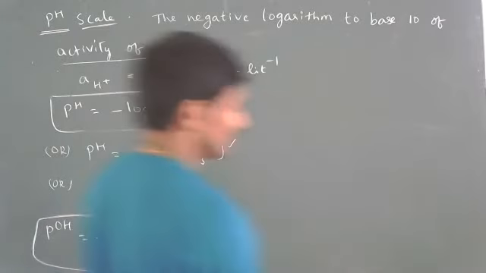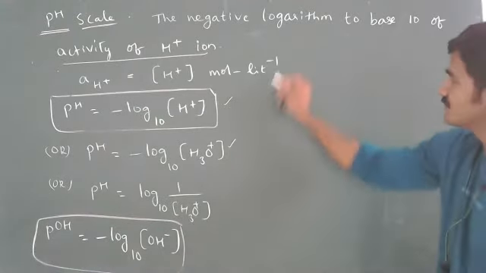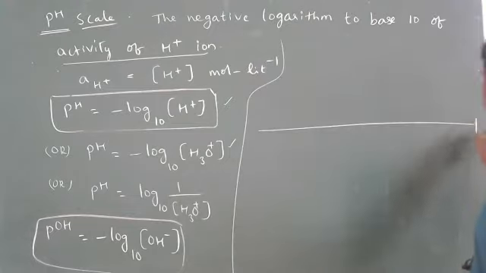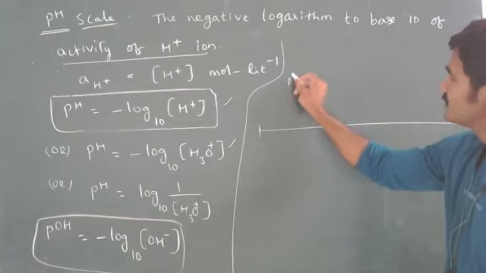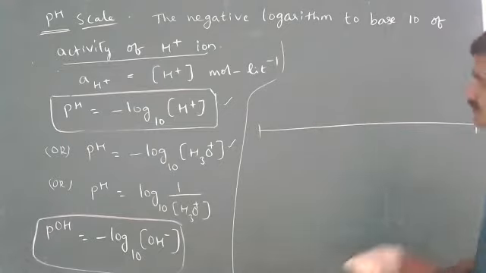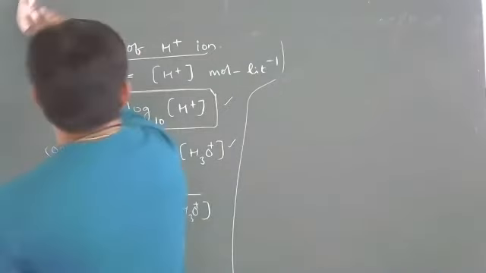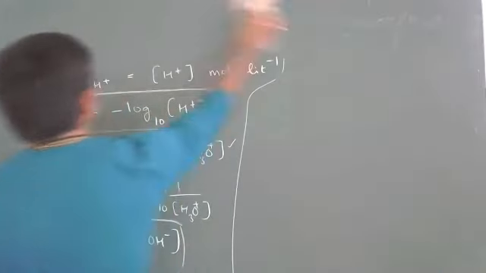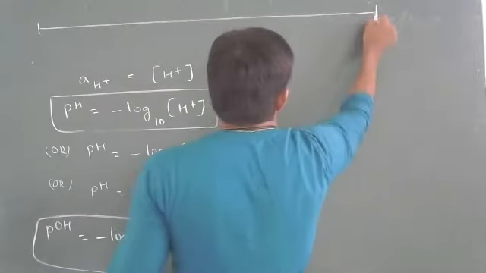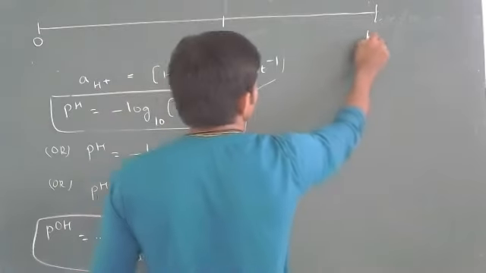Now, if we observe the pH scale, I'll write it here. You see, the pH scale goes from 0 to 14.